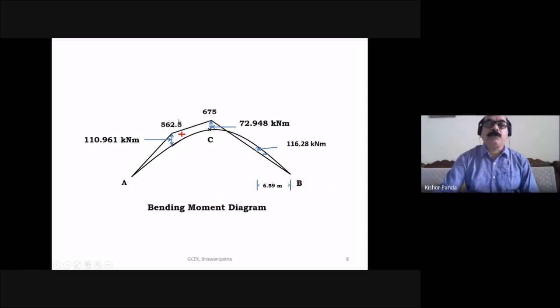Here the moment is maximum. But on this side, when we draw this, the horizontal thrust bending moment diagram is above the B moment diagram. So you will get the negative bending moment on this side, where you will get the maximum negative bending moment. You don't know, but you have to find out that position where you will get the maximum negative bending moment.